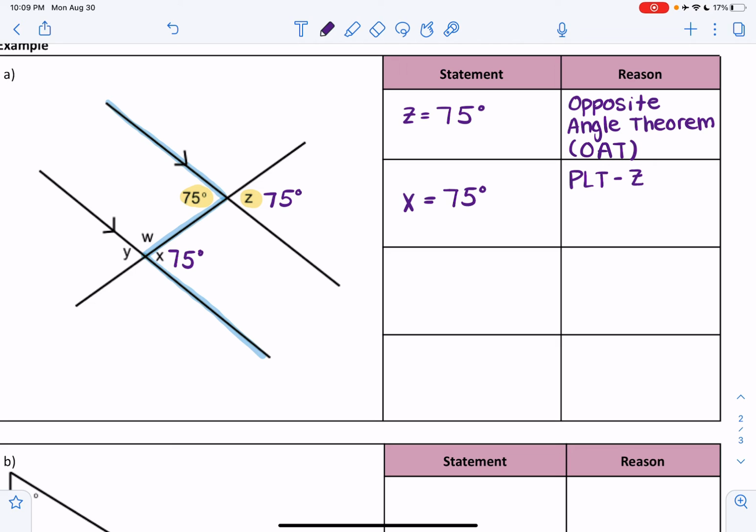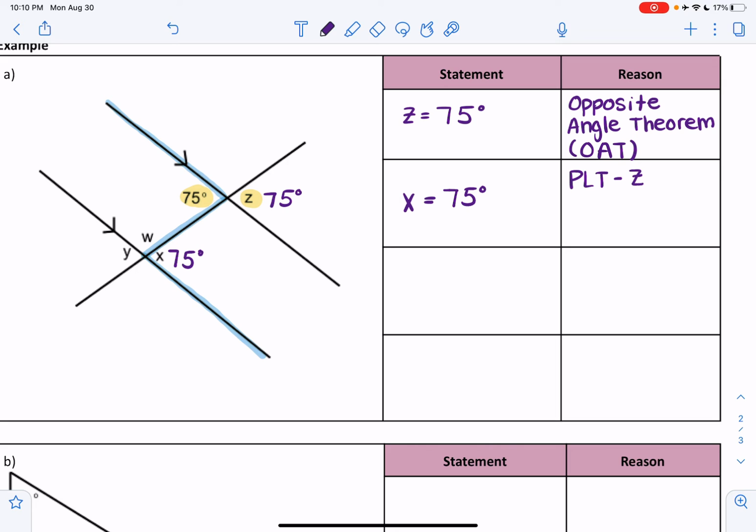Now, are there other ways we could do this? Absolutely. You could have maybe used an F pattern with Z. Maybe you found something else beforehand. There are many different ways to solve this, and they would all be valid. This is just the way that I saw first, so it's the way I'm going with. But if you found something different, that's totally okay.